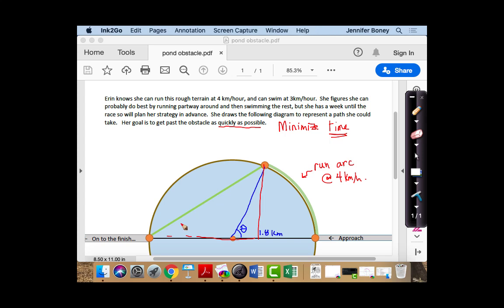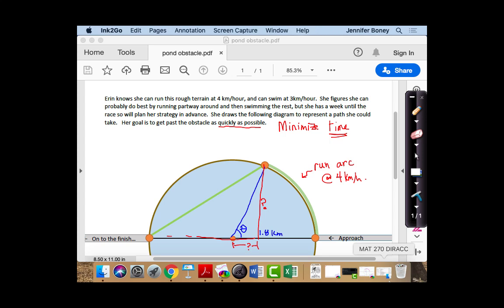And then there's the swimming, which I've got a right triangle here. I don't really know that length. This length is more than 1.8 because it's more than the radius, but you might remember how long this is, at least in terms of theta. So I want to leave it at that. A couple of helpful hints to get you started on this, but take a look at how you could write an expression for the time it takes her to get past this obstacle in terms of theta.